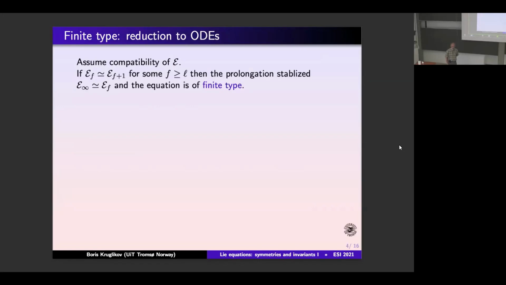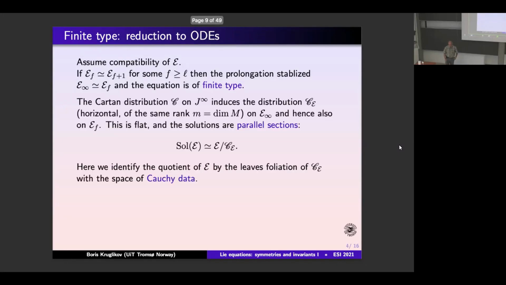Okay, so for a moment, let's assume compatibility and assume that doing some prolongation, we don't get anything new. The projection is actually an isomorphism, a diffeomorphism. If this happens for one index, then it actually happens for all indices above it, and I call it F, like final. And the prolongation is stabilized, and the equation will be of finite type. In this case, E infinity is actually finite dimensional.